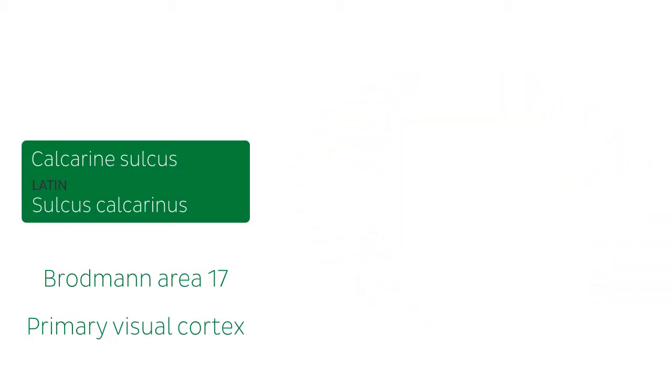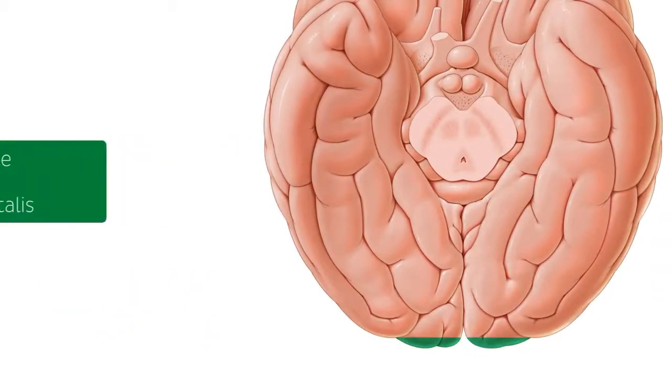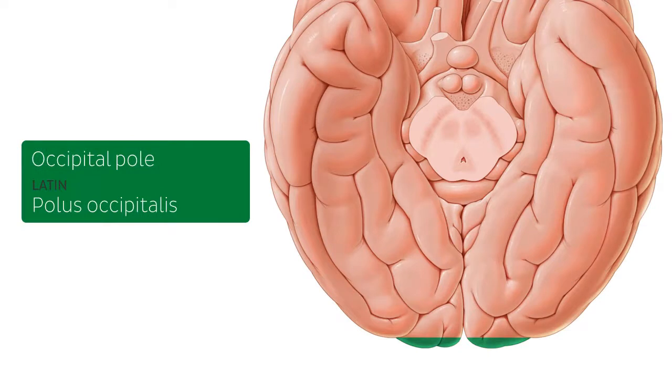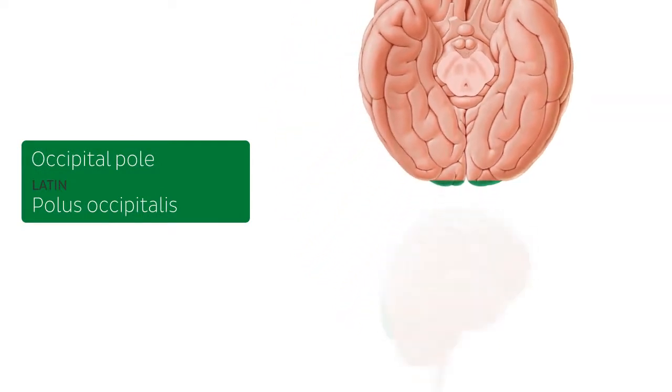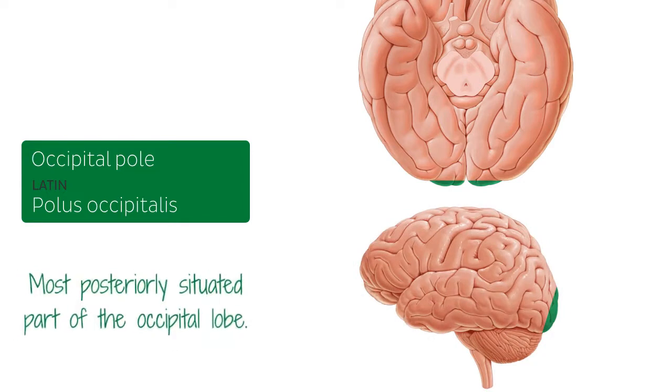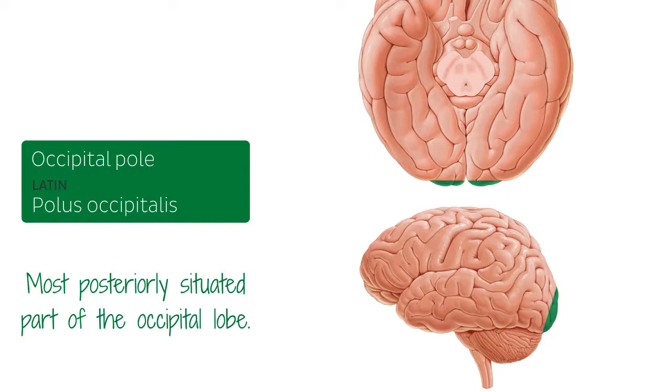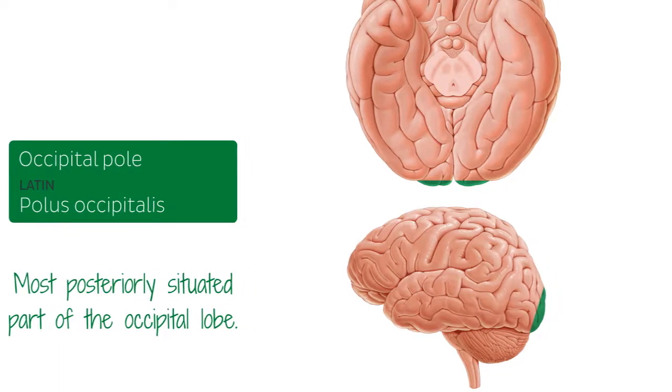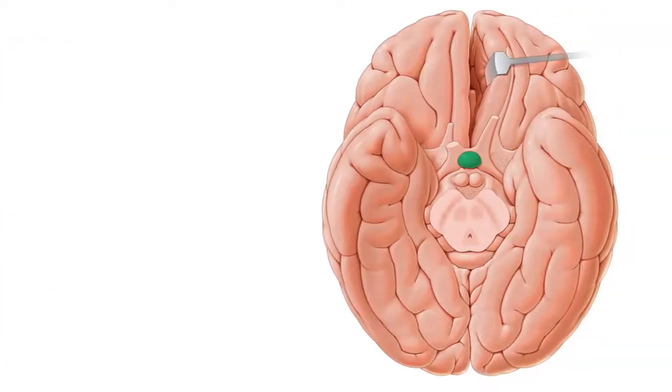The next structure we're going to be highlighting here is a pole known as the occipital pole. Now, this is the most posteriorly located part of the occipital lobe, which you can also see here from this lateral view of the brain. In the illustration here that you see below, you can better visualize the occipital pole as seen from the lateral view of the cerebral hemisphere. Now that we have covered all the structures of the cerebral hemispheres, let's move on to discuss the structures of the diencephalon seen from the basal view of the brain.